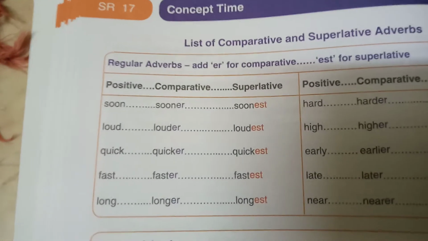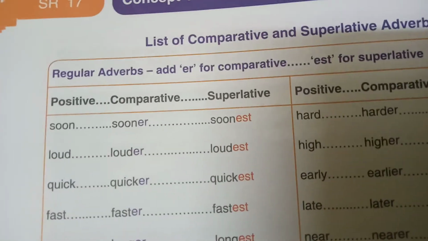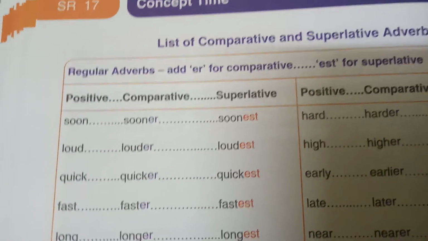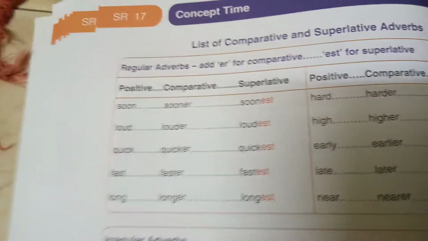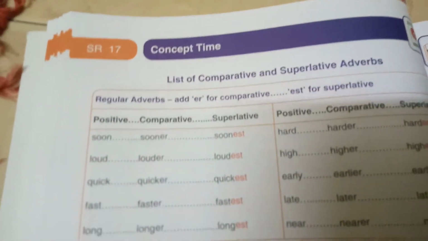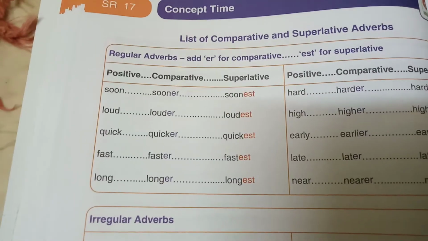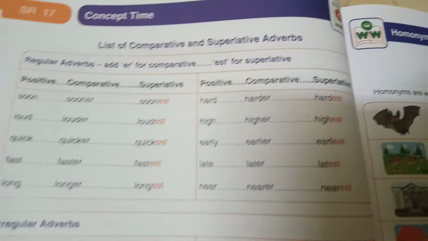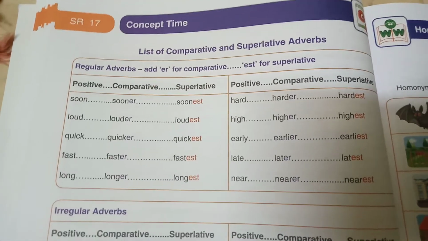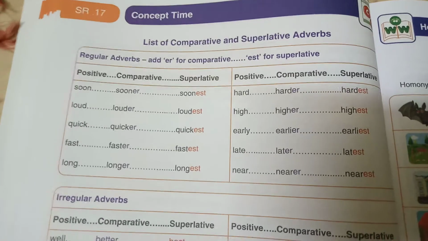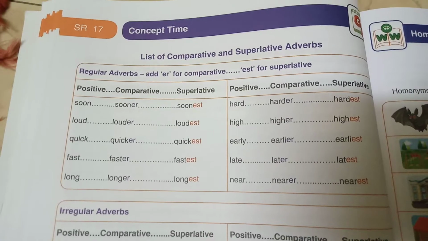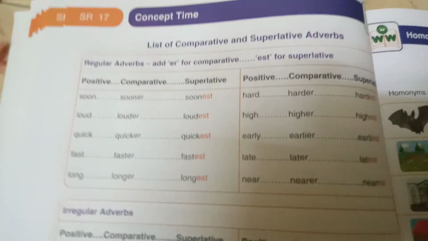Soon, sooner, soonest. That is positive, comparative and superlative degree. So for regular adverbs you are adding ER for comparative and EST for superlative. Loud, louder, loudest. Quick, quicker, quickest. Fast, faster, fastest. Long, longer, longest. Hard, harder, hardest. High, higher, highest. Early, earlier. Spelling is changing. LY is there, LIER you have to change. Earliest. Late, later, latest. Near, nearer, nearest.